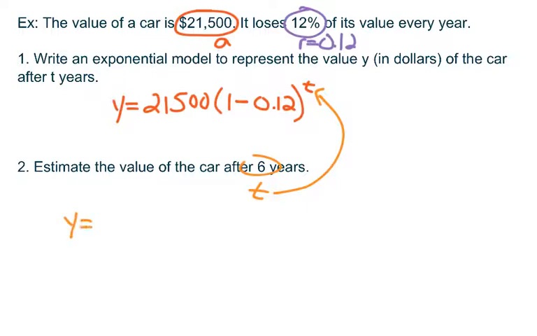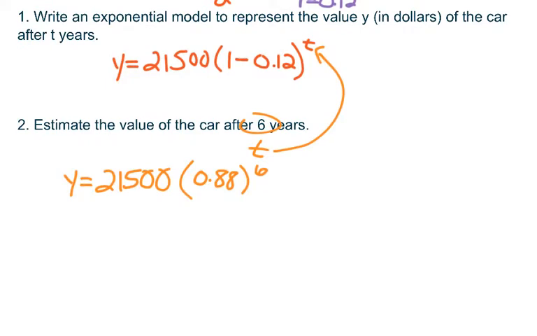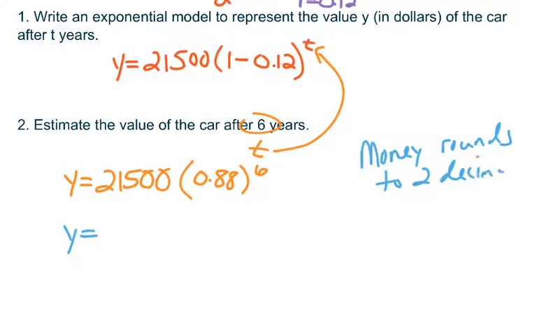So we'll say y is equal to 21,500 times, if you want to do 1 minus 0.12, feel free. If you don't know what that is, you can use your calculator. It is 0.88, and we're going to raise that to the 6th power because it's 6 years. Okay, again, this is something, just type it right into your calculator. When you do this, make sure you round your answer to 2 decimal places, because money is always rounded to 2 decimal places. So maybe jot that down off to the side. Money rounds to 2 decimal places. Okay, always. Money always rounds to 2 decimal places.